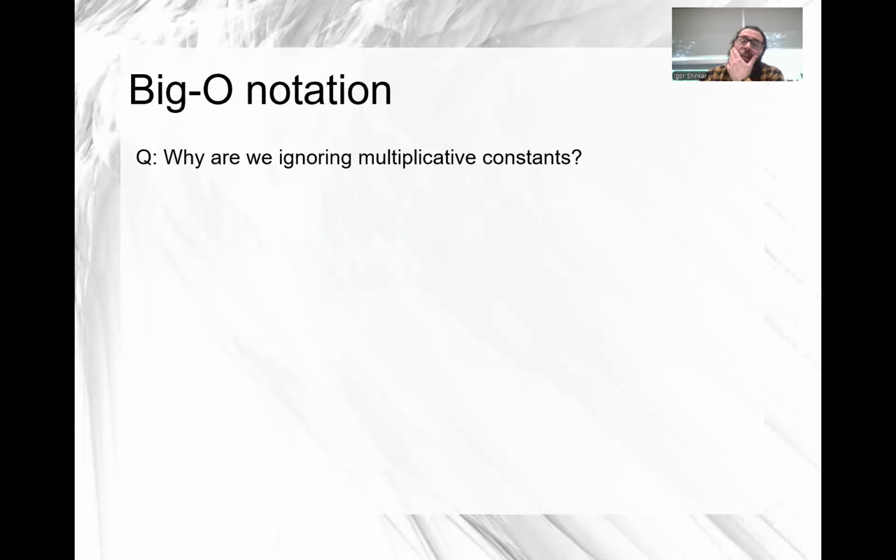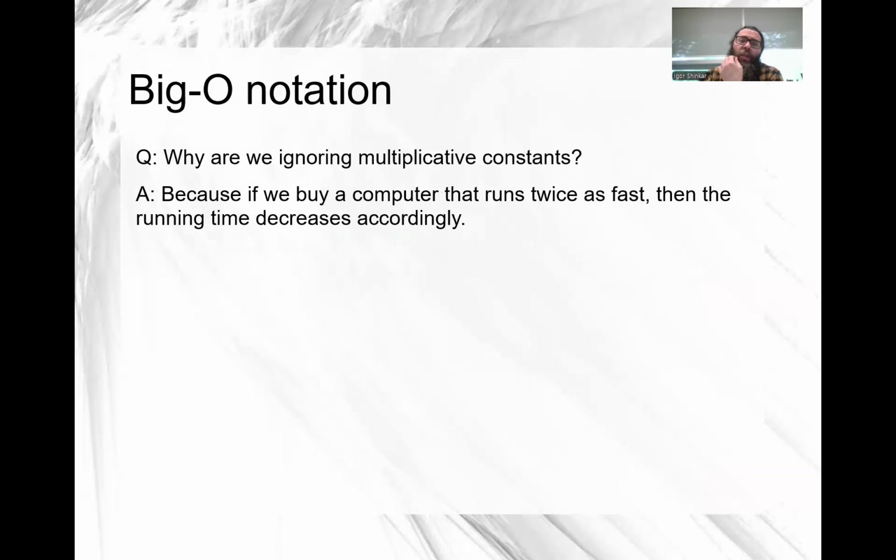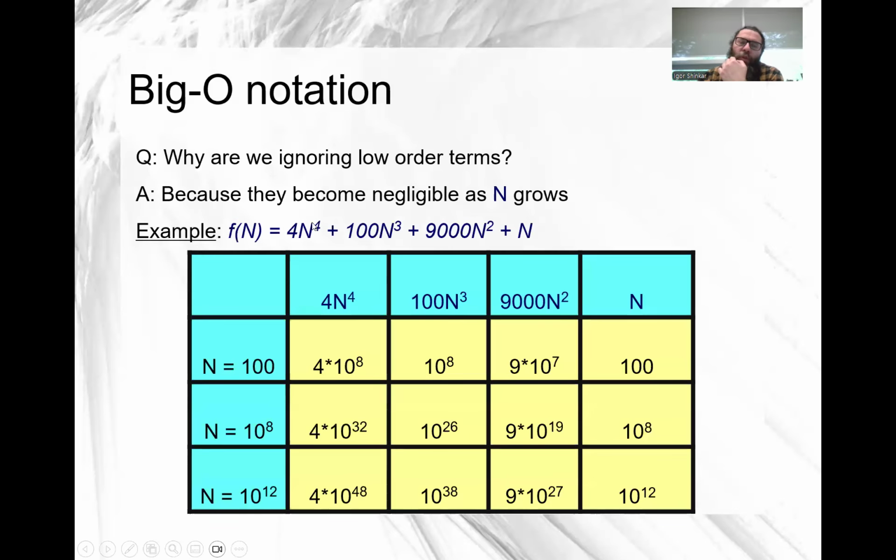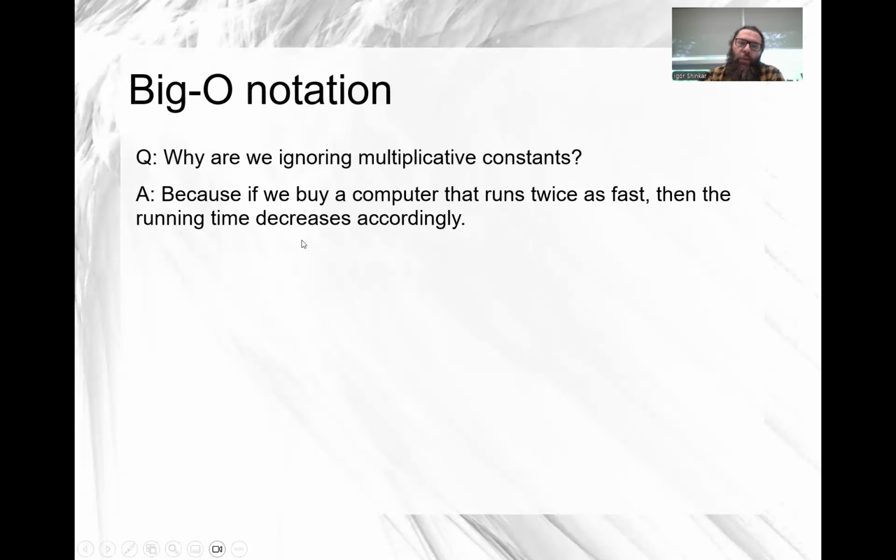And another question you might ask: why do we want to ignore the multiplicative constant? Here I'm going to say, you know what, I don't care if it's written 4 or 3 or 1, it's all the same to me. And the reason for that is the following.